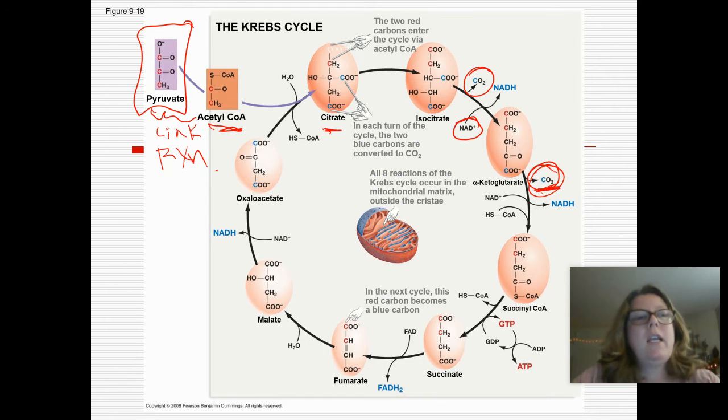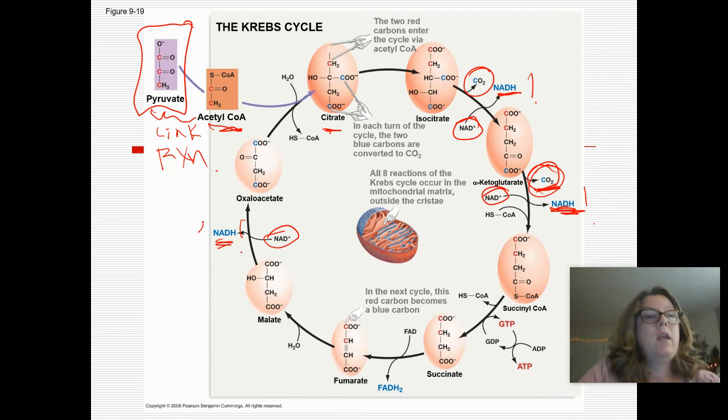We have NAD plus coming in here, and we have NAD plus coming in here, and we have NAD plus coming in here, okay? So in one turn of the Krebs cycle, we can see 3 NADs coming in, and they, of course, are released as our super rock star NADHs, okay? So that's real important here, right? This is one of the big important things we're getting out of this process.